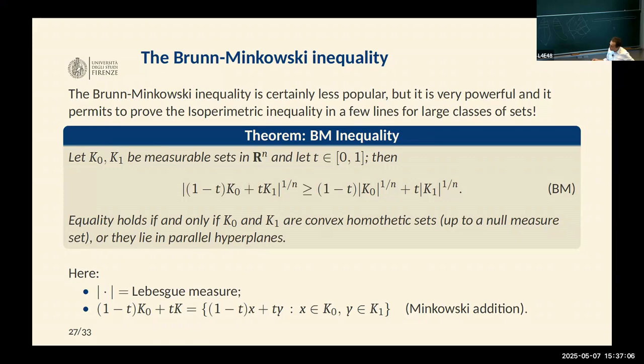Take (1 minus t) K0 plus t K1, and you can think of t equal to 1/2. Then you have (K0 plus K1)/2, and you take the volume. You raise it to the power 1 over n, where n is the dimension of the space where you are. So if you are in the plane, n is 2. If you are in space, n is 3. This is exactly the homogeneity degree. So if I take a set and double it, then the volume becomes 2 raised to the power n times the original volume. Okay, so this is important.